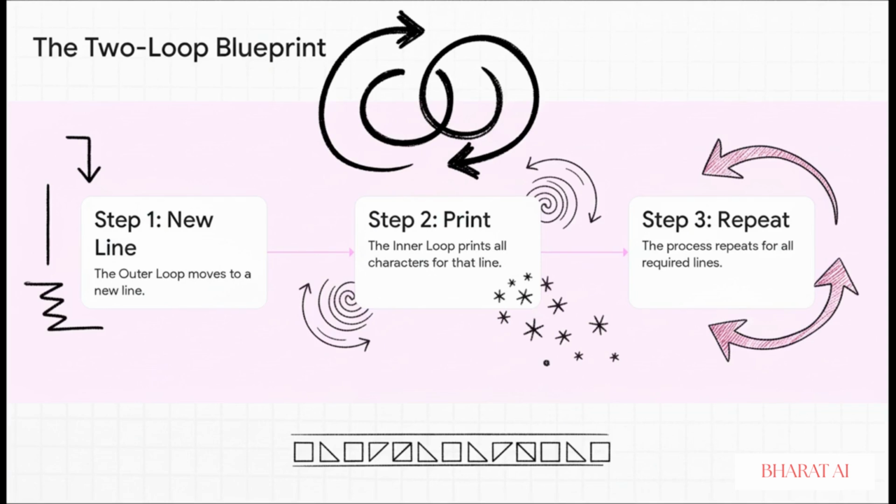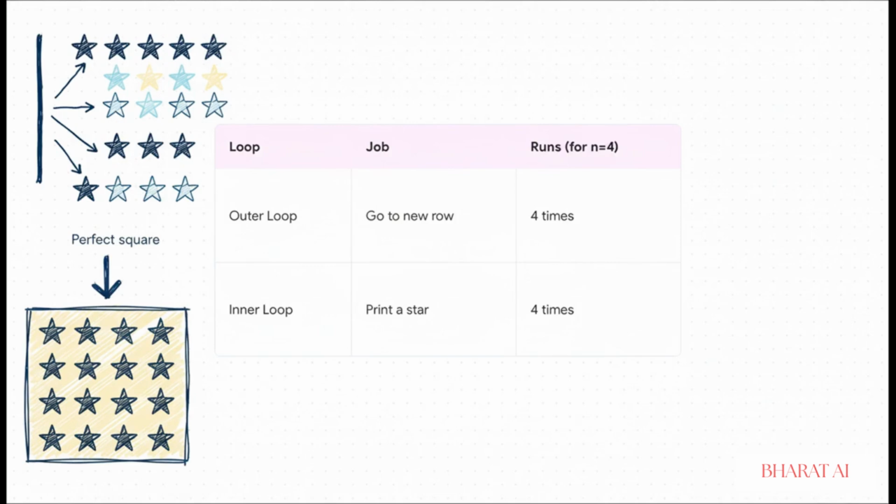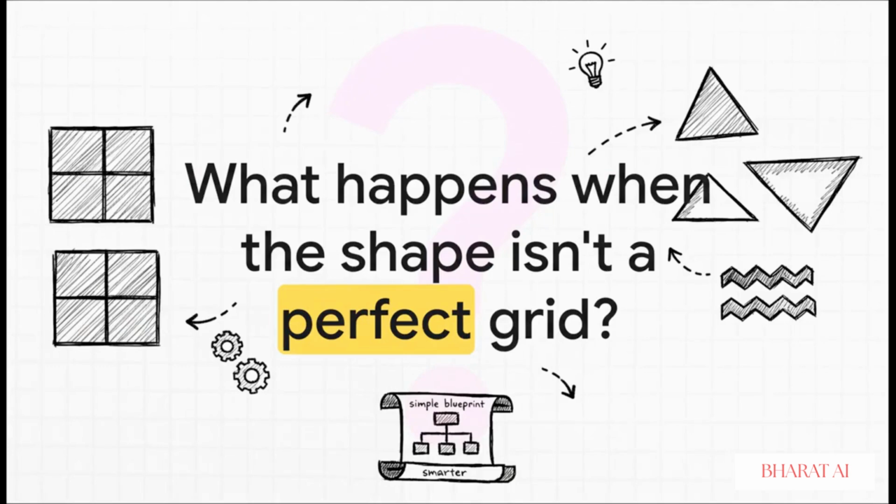Okay, enough theory. Let's see this thing in action. All right, let's move to our first test case and see how this actually builds our square. We're going to apply our brand new blueprint to create that perfect 4x4 grid of stars. So here's the crucial part, how these two loops talk to each other. For our 4x4 square, the outer loop is going to run 4 times, right? 1 for each row. And for each of those 4 runs, the inner loop also runs 4 times, printing 1 star each time. So you get 4 new lines with 4 stars printed on each. And just like that, you have a perfect square. That was easy enough, wasn't it?